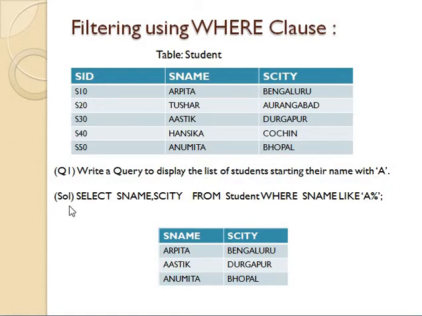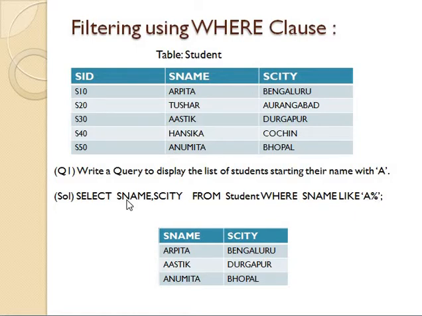So for that, you have to write the query as select SNAME, SCT from the table student, where, since the names of those students have to start with the letter A, you are going to write the where clause as where SNAME like 'A%' within quotation, where A is the starting letter and the percentage after A denotes any number of characters after the letter A.